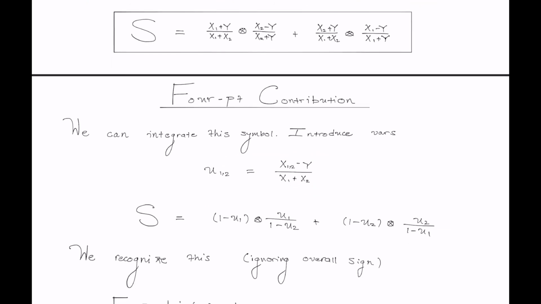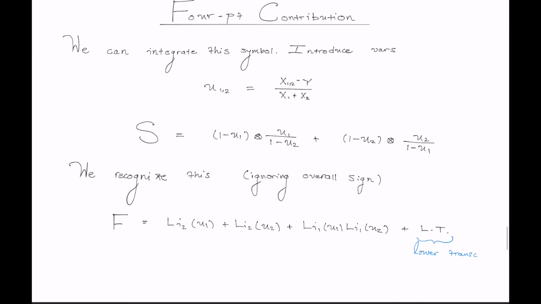And in these variables, it's easy to see that the symbol takes the following form. And if we recall the symbol that we computed for our classical polylogarithms, we recognize this will just be the Li2 part, and then here we have symmetrized there and there are just a product of Li1s. And so the contribution for this 4-point function takes the following form, where here we account for the contributions of lower transcendentality times transcendental numbers that we might be missing. And this will need to be fixed by a boundary condition.